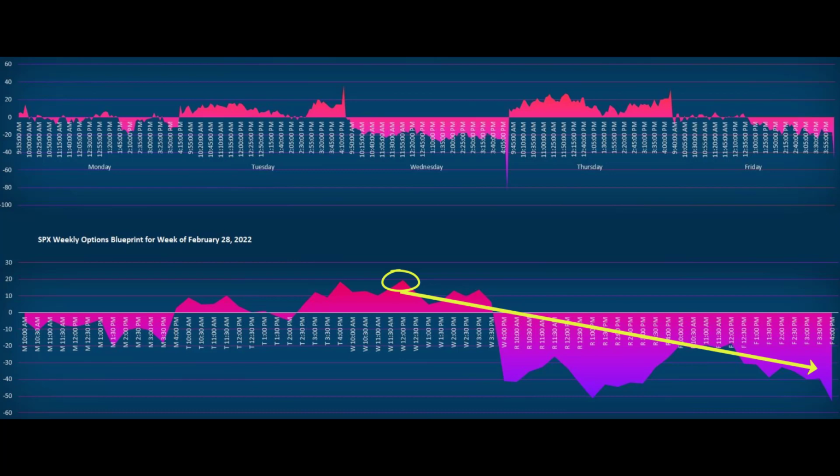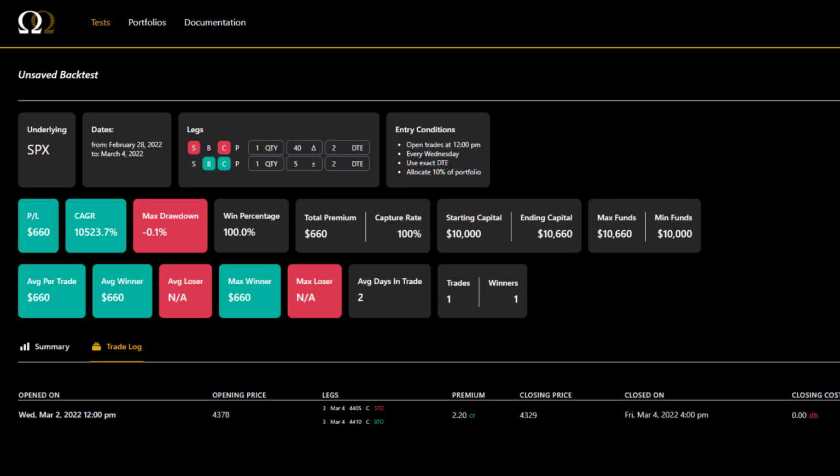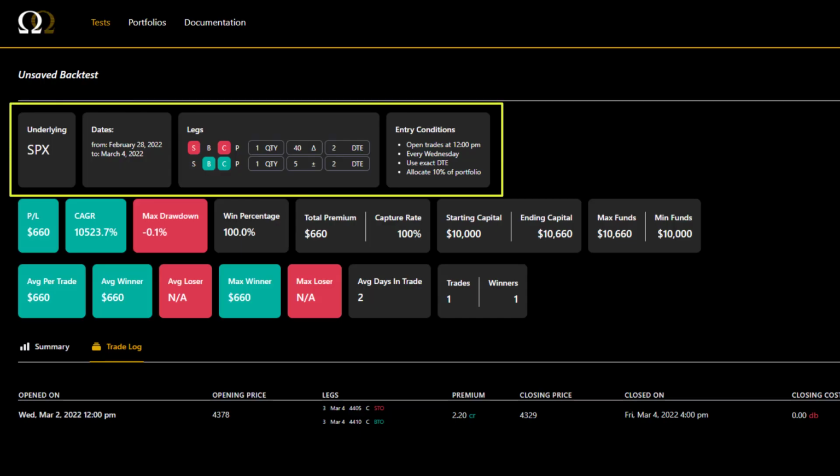Remember, it would be 2 days to expiration. So we're back in OptionOmega, and I have the bear call spread set up already. Again, we're taking this trade at noon on Wednesday because that's what the blueprint was telling us, that the market tended to get bearish over the rest of the week.